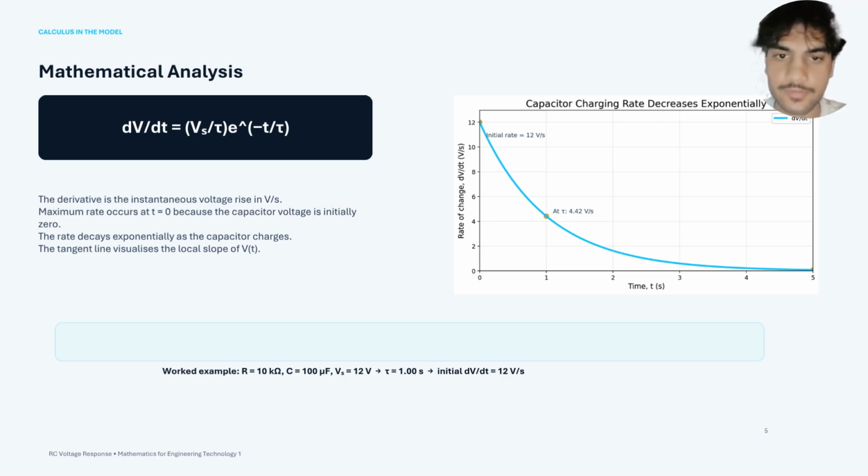Mathematical analysis. This slide presents the calculus behind our model. As we already explained in the GeoGebra simulation video, the derivative represents the instantaneous charging rate of the capacitor, which we got from the capacitor voltage equation. As we can see in the graph, the charging rate is highest at the beginning and then gradually decreases as the capacitor approaches the supply voltage.